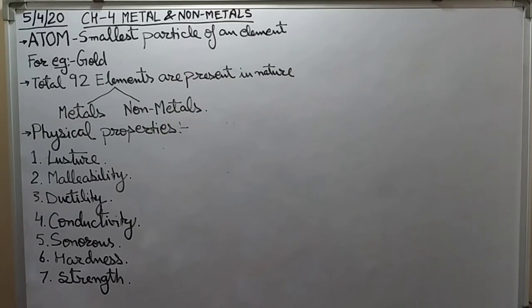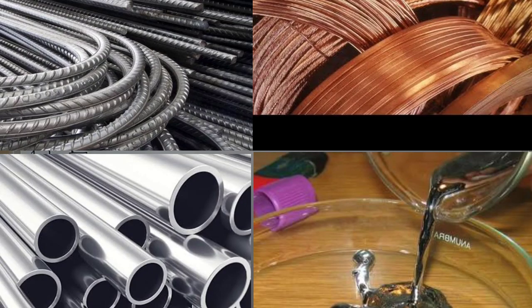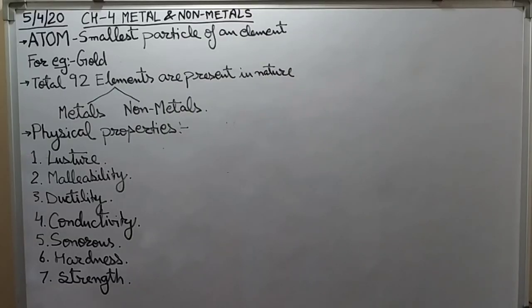Now, what do you mean by metals? Metals means those elements which are being classified according to the physical properties such as hardness, shining, malleability, ductility and fusibility. Those elements are termed as metals. For example, gold, silver, aluminium, copper.